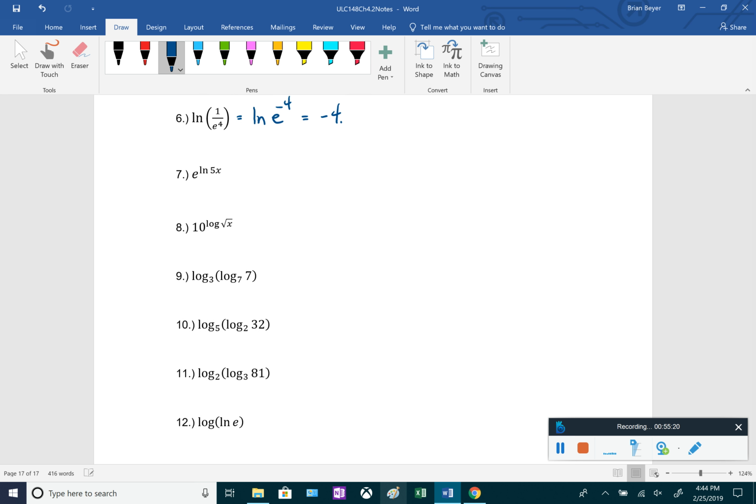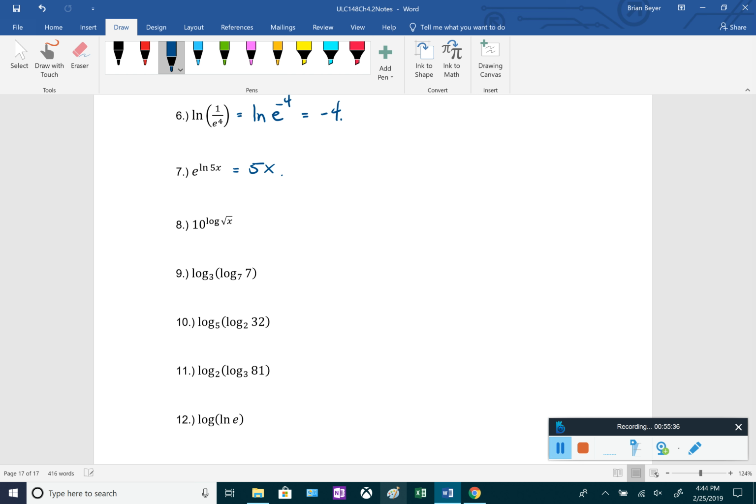Okay, and then for the next one, we have e raised up to the ln of 5x. So the exponential is base e, and in the exponent is also base e with the ln. So they cancel, and we're left with 5x. Next, we have 10 raised up to the log of the square root of x. So it's base 10 exponential. The log in the exponent is also base 10 because it's not written. They cancel, and we're left with the square root of x.